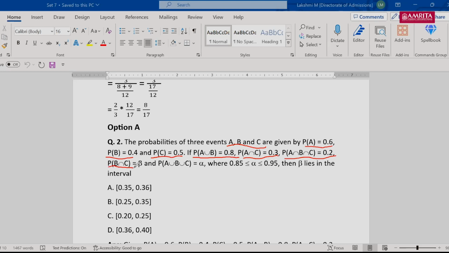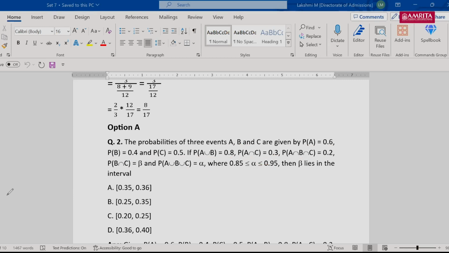B intersection C is beta. A union B union C is alpha. They have given us the range of alpha. It's from 0.85 to 0.95. Beta lies in the interval. Maybe if you're reading the question for the first time, you might feel it's really complicated. You may feel it's really complicated, right?